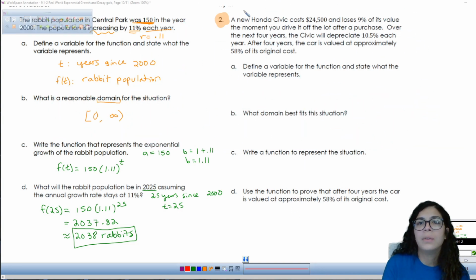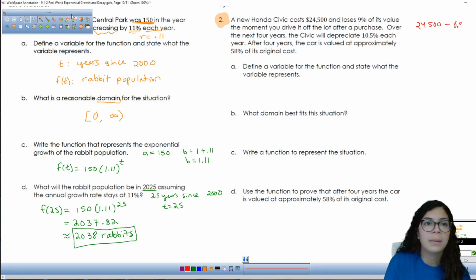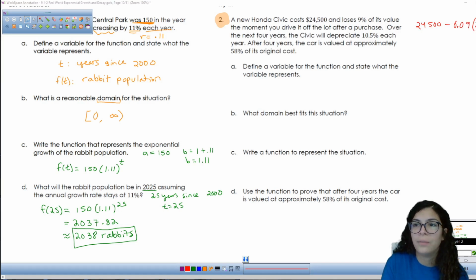Okay, now this problem says a new Honda Civic costs $24,500, so that's what you paid for it. But they tell you that it loses 9% the moment you drive it off the lot. So really, the initial value of the car is not $24,500. That's just how much you paid for it. The initial value of the car will be whatever $24,500 is minus the 9%, which is 0.09 of that value. So let's find the a value by making that calculation.